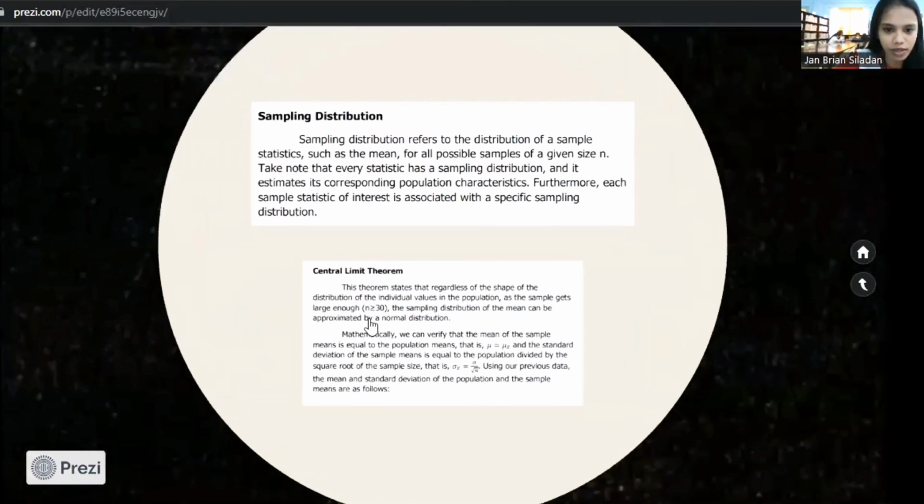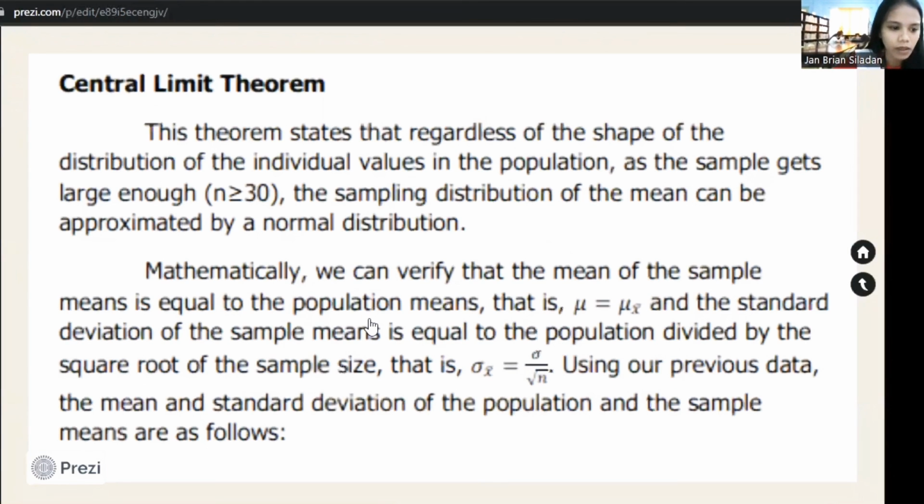Next, the central limit theorem. This theorem states that regardless of the shape of the distribution of individual values in the population, as the sample gets large enough, or n is greater than or equal to 30, the sampling distribution of the mean can be approximated by the normal distribution.